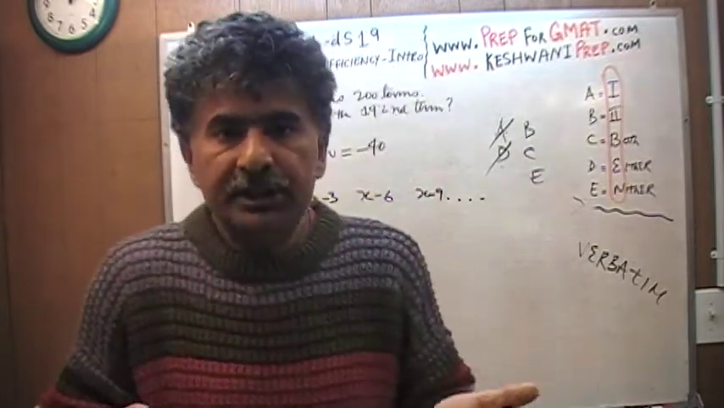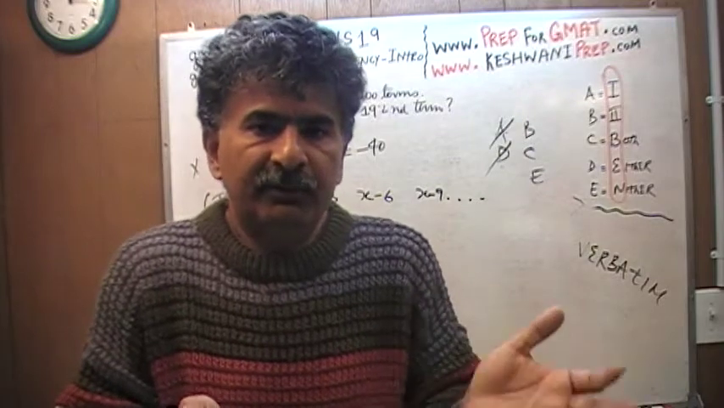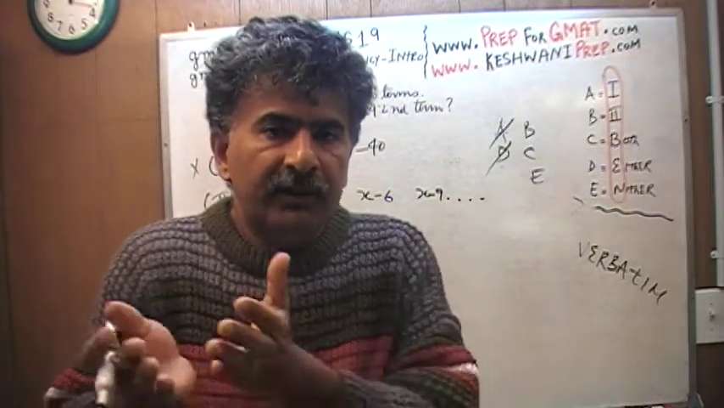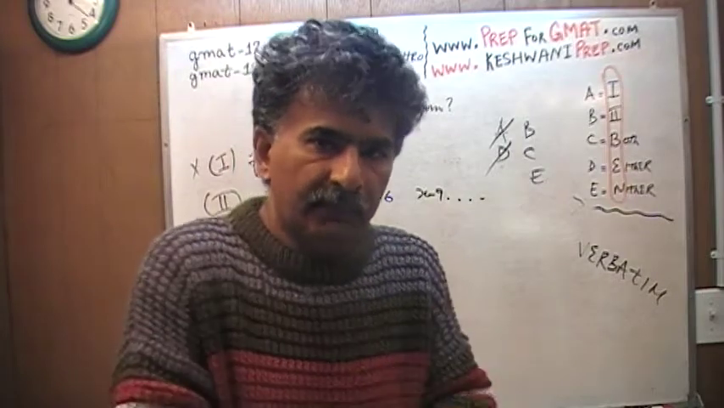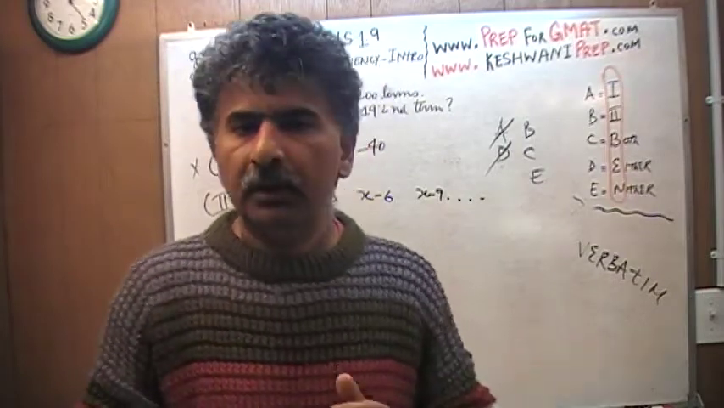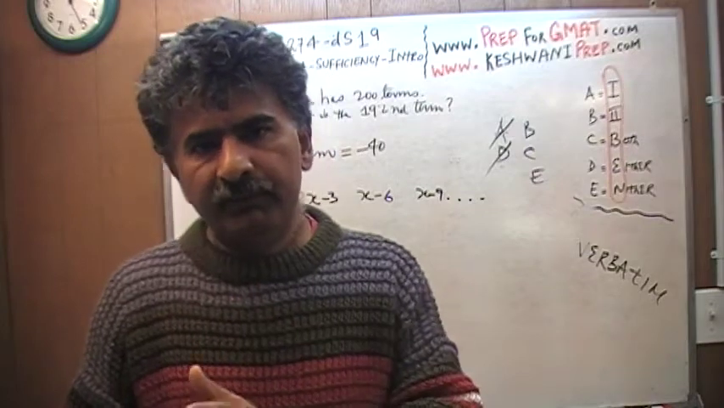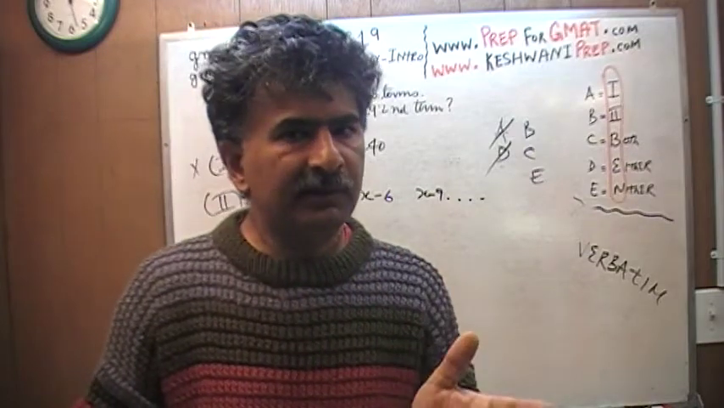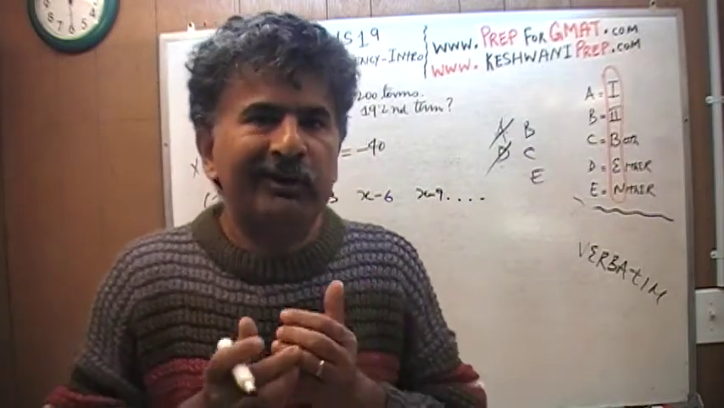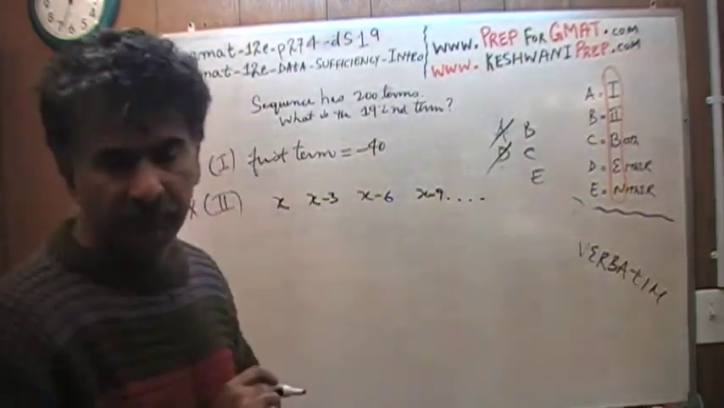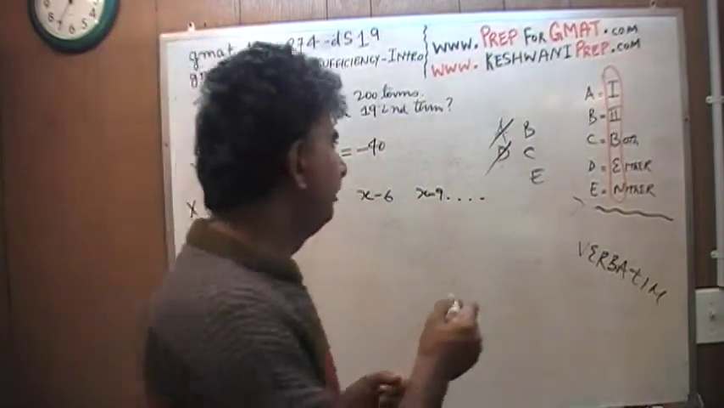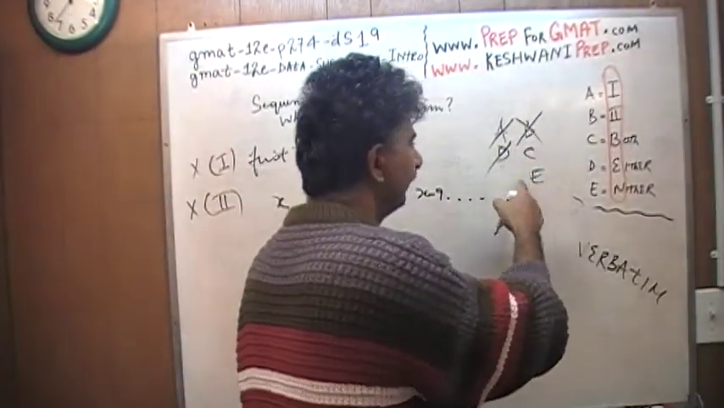That's all I know. Each term after the first term is 3 less than the preceding term. Unless I know the very first term, I cannot figure out the second term. And if I cannot figure out the second term, I cannot figure out the third term, and so on and so forth. Based on the fact that each term after the first term is 3 less than the preceding term, it is still not enough to answer what is the 192nd term. The second statement by itself is also not enough. That tells me that the answer also cannot be B. The answer would have to be either C or E.